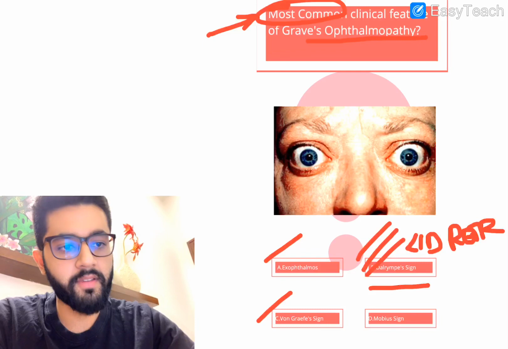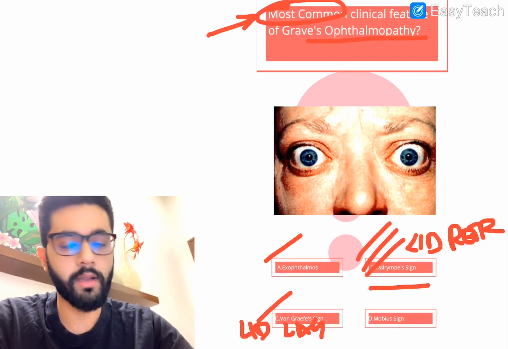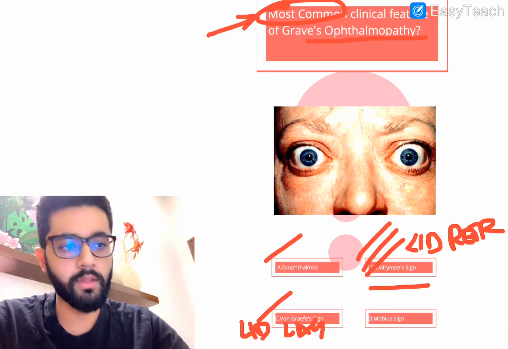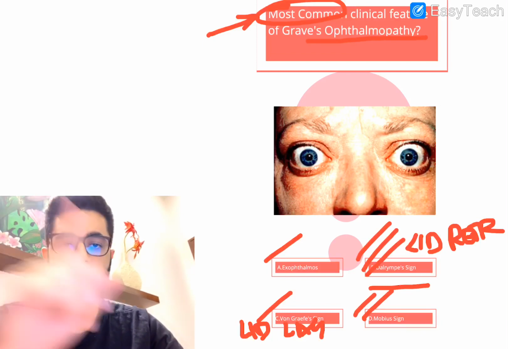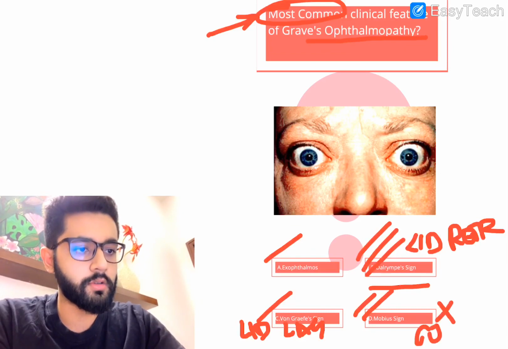Okay, and von Graefe sign is nothing but your lid lag. That is when you look downwards, the upper lid takes some time to come down. So that is a lag. And lastly, Mobius sign. Mobius sign is the absence of convergence of the eyeball.